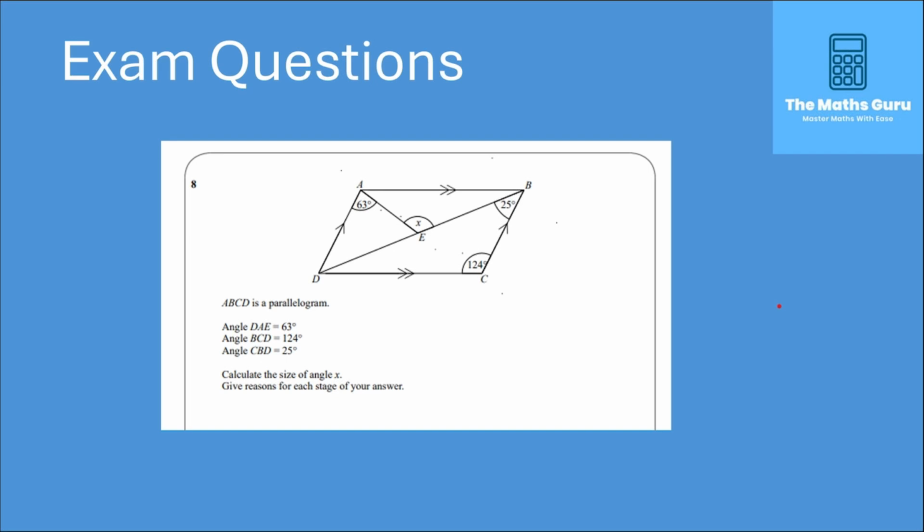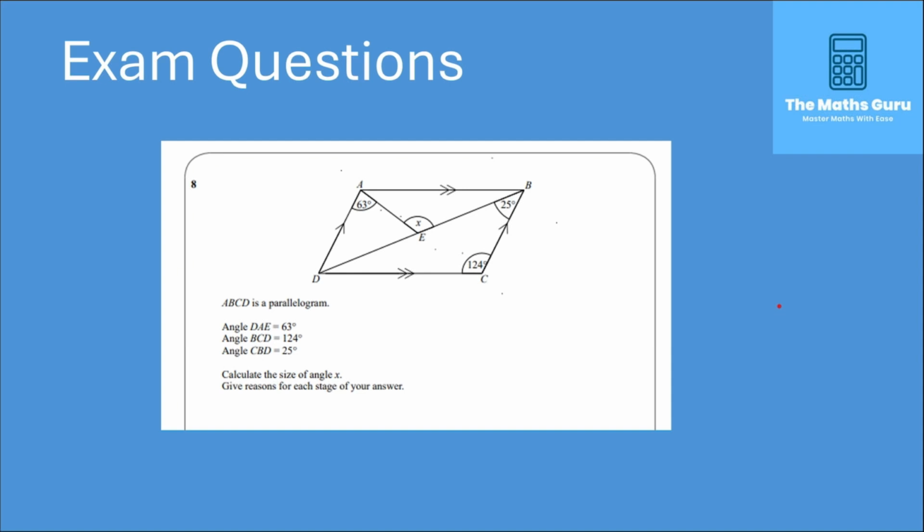Okay, moving on to the last question today. We're going to be looking at this question here. ABCD is a parallelogram. Angle DAE is equal to 63 degrees. Angle BCD is equal to 124 degrees. Angle CBD is equal to 25 degrees. Calculate the size of angle X.